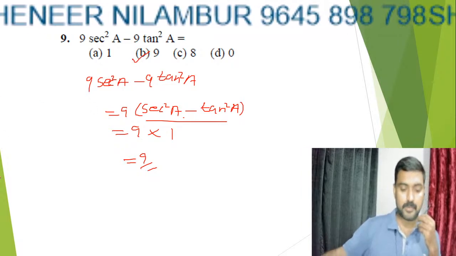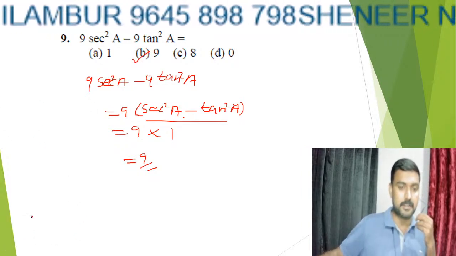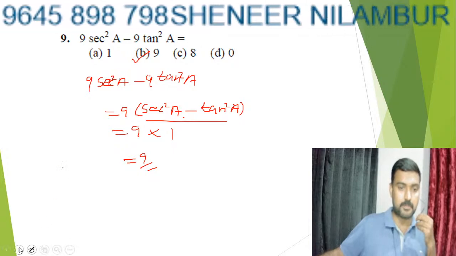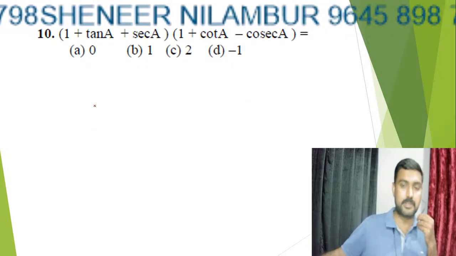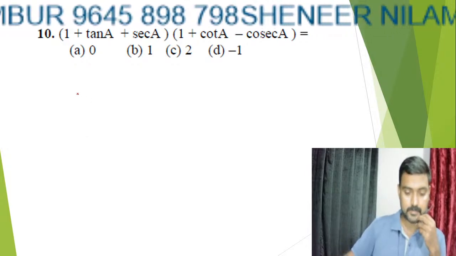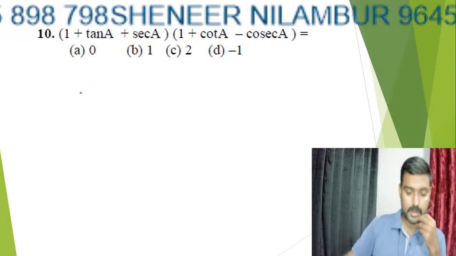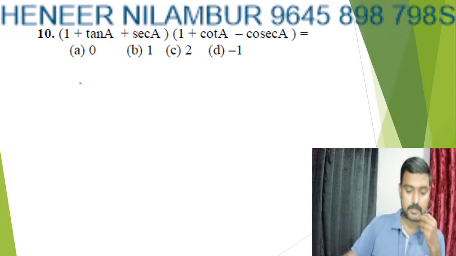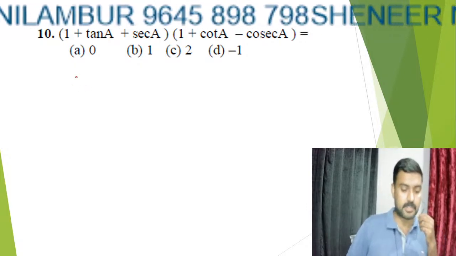Very good. Today everyone is actively participating. I think today we used MCQ type questions, so it will be easy for explaining and giving the answers. Okay, next question. Yes, John Alex mentioned that sec square a minus tan square a is equal to 1.